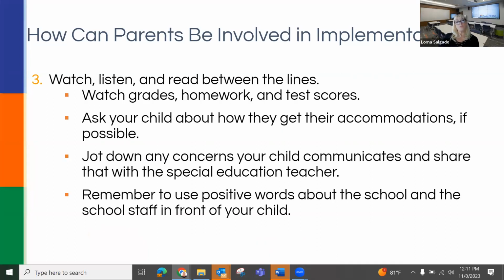The next one is read between the lines. Yes, there's meetings, but always watch those grades. Usually there's a website where you can check grades, check homework, ask about testing scores. I'm not just talking about things like STAAR scores or TELPAS scores, things that are statewide. I'm talking about things that sometimes they'll call MAP testing or other test scores that you want to know about.